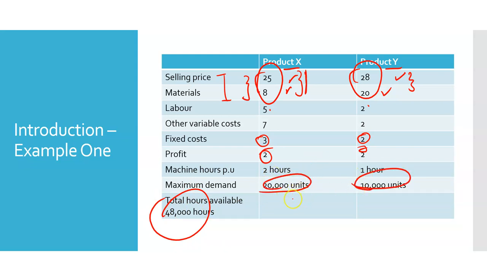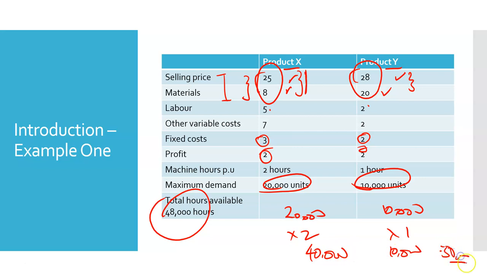So the question here is, we know we don't have enough of this, because when we look at this, we have maximum units here of 20,000 times 2, and maximum units here of 10,000 times 1. So we have 40,000 here and 10,000 here, making 50,000. We only have 48,000, so this is a bottleneck. That's how we know the bottleneck.